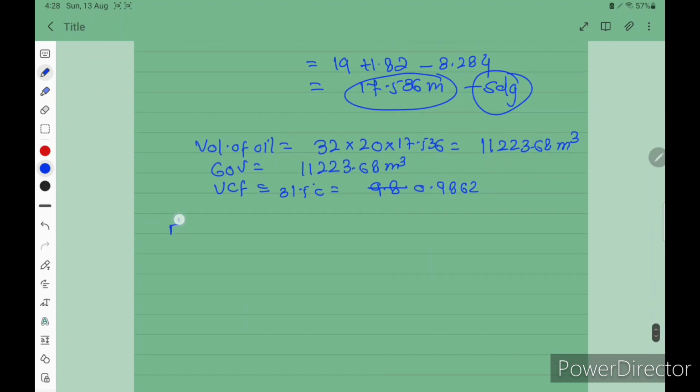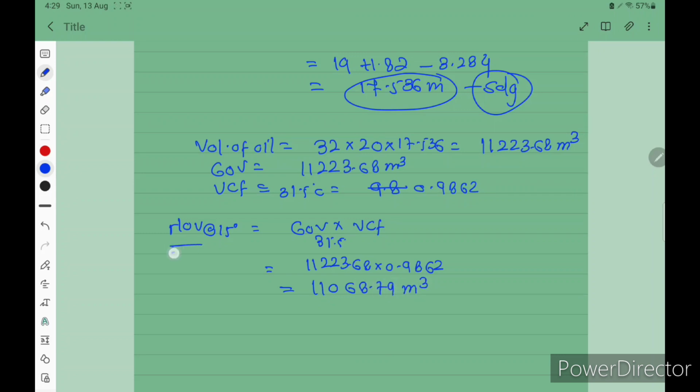Okay, now we find the net observed volume at 15 degrees temperature. That is GOV into VCF at 31.5 degrees centigrade. So we get 11223.68 into 0.9862, which is 11068.79 meter cube. This is the net observed volume at 15 degree temperature.